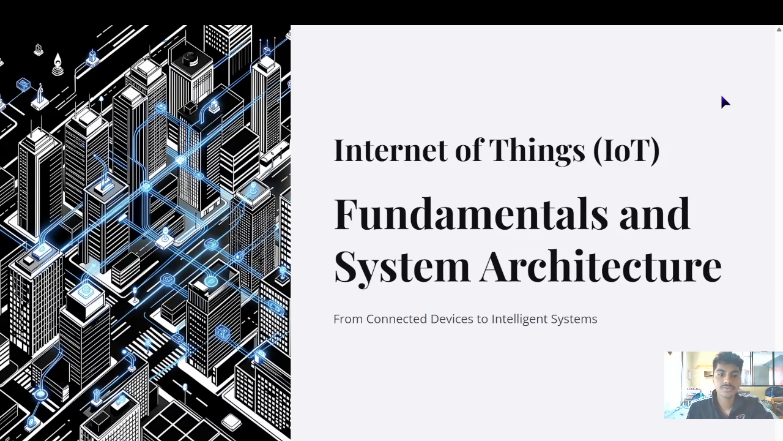Good morning, everyone. Today I will be presenting the Internet of Things, commonly known as IoT. We'll cover its fundamentals, system architecture, and how it transforms simple connected devices into intelligent systems.